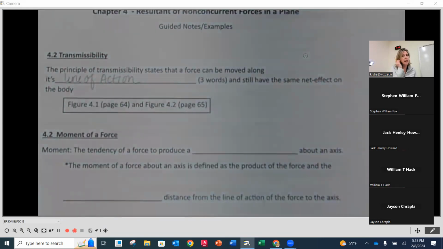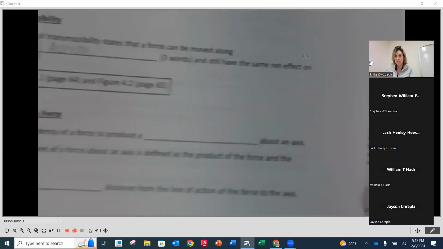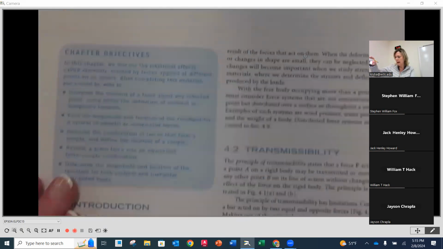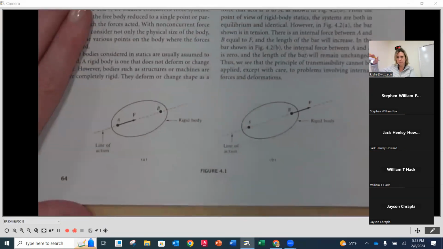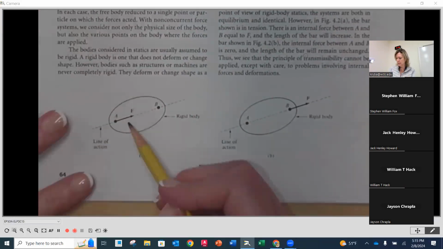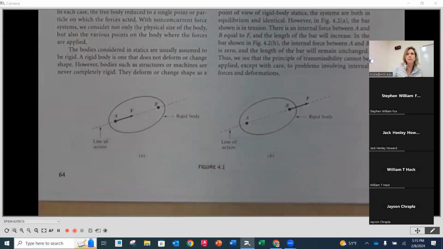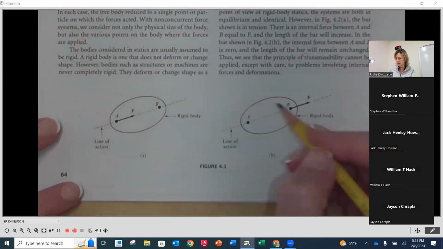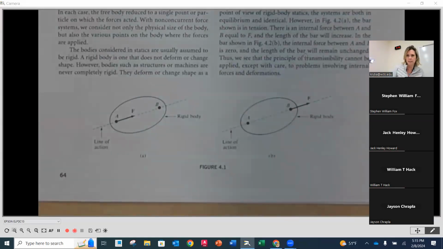And it will still have the same net effect on the body. Okay, so what does this mean? So let's go to our chapter. At the bottom of the very first page, figure 4.1, we have this force F, okay? Force F is on this blob, this object, this body. And the body is just this oval that we see here.